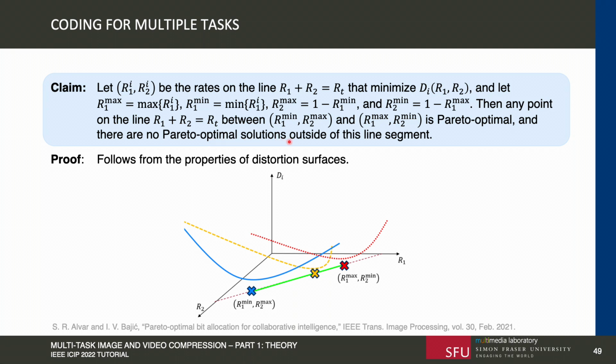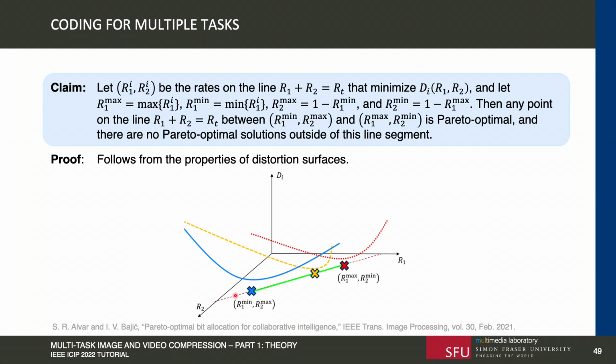So we're not going to go through the details of the proof, but just to illustrate what this actually means, we can look at the graph here below. And first note that optimal solutions must be on this line, which is R1 plus R2 equals RT. Even though the constraint is less than or equal to RT, optimal solutions must be on this line with equality.